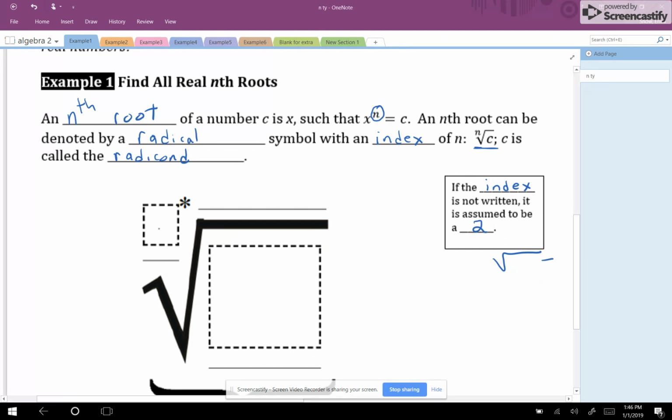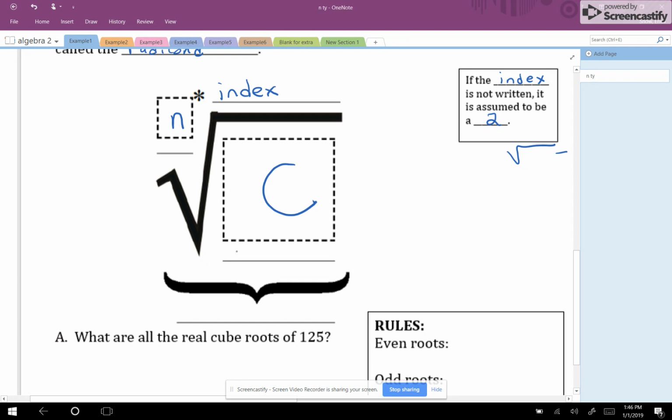Now let's fill this in. So we put in here, and again, remember that's called the index. We put our big C here. I'm going to call that our radicand, just that piece. And the whole thing is called a radical.